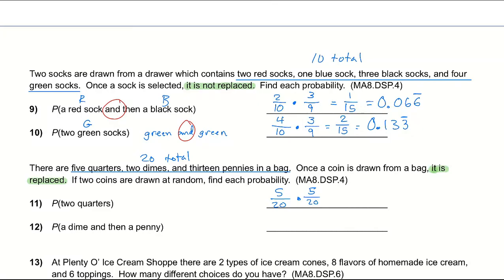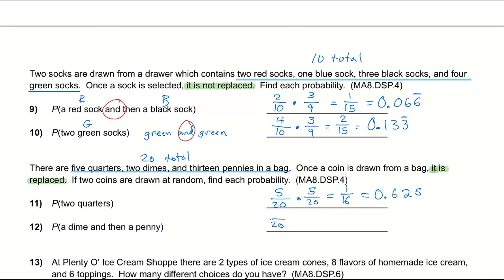So what is that, a fourth times a fourth? I think it's 1/16, but I'm going to use a calculator just to be safe, as you all should. Yep, 1/16. Which is going to convert to 0.0625. All right, a dime and a penny.